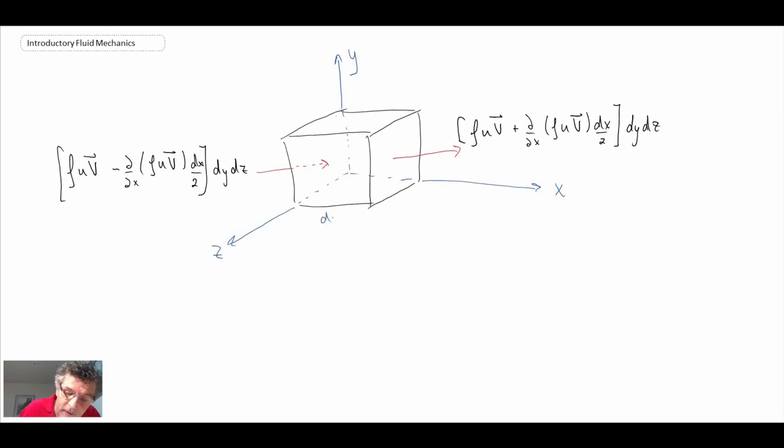I should have put here the size of the differential element. We have dx, dy, sorry, that should be dz. And then in the vertical, we have dy. So those are the dimensions of our differential element. And what we have is momentum flux into the back and out the front. And we use the Taylor series expansion to do that. In doing that, we're assuming that we are expanding about the midpoint of our little differential element.